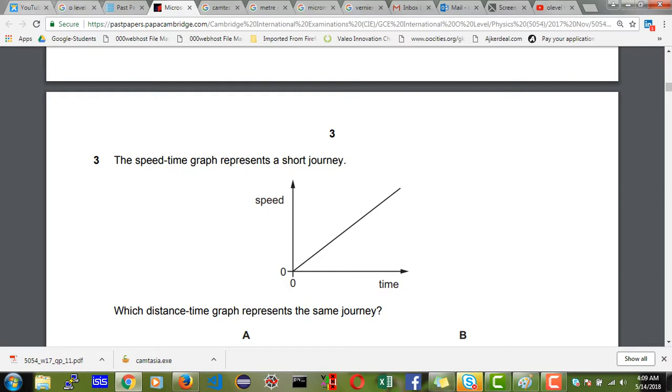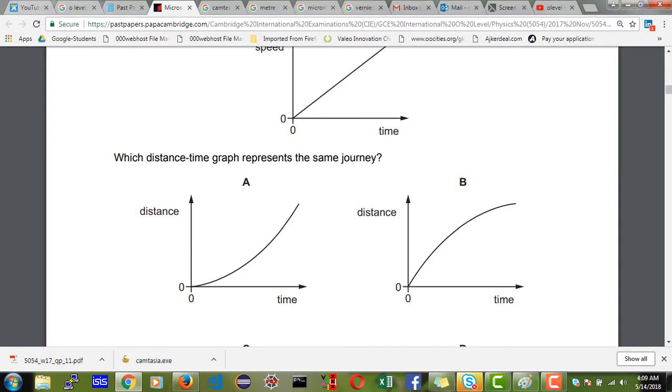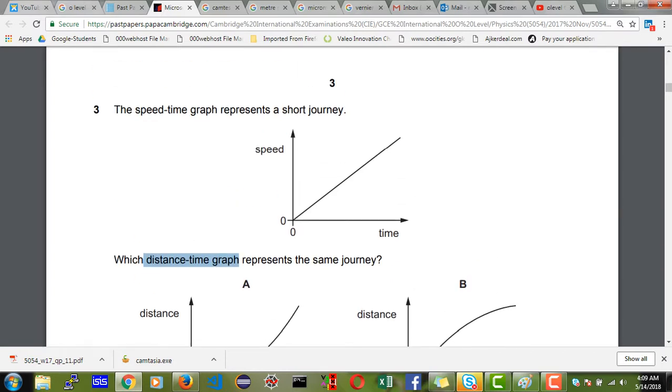Okay, question number 3 tells us the speed time graph represents a short journey. This is a speed time graph. Which distance time graph represents the same journey? We need to find the distance time graph. If you look at the graph, we see that with time the speed of the object is increasing.